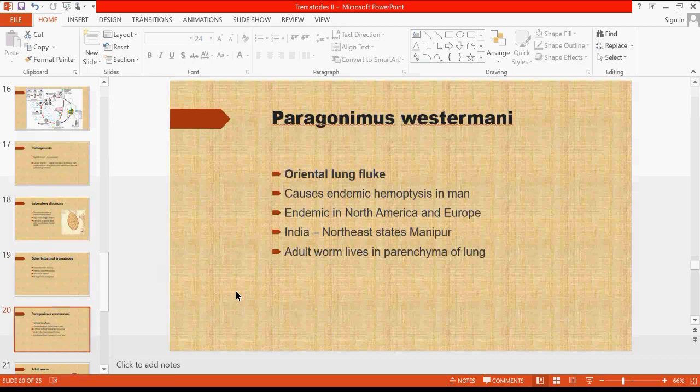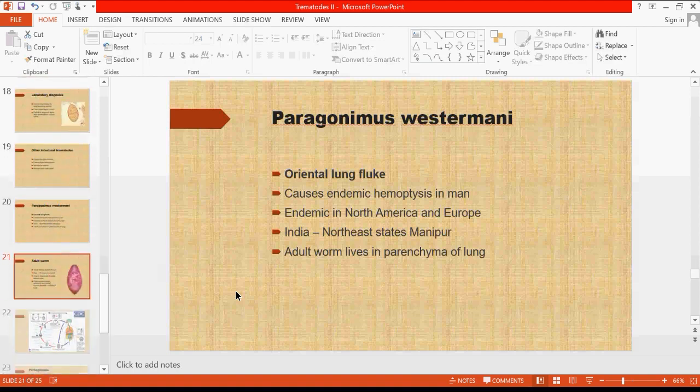So North America and Europe are the areas where this infection is endemic, and in India, a northeastern state like Manipur has reported Paragonimus westermani infections. The adult worm lives in the parenchyma of the lung, which is the habitat of this particular organism.